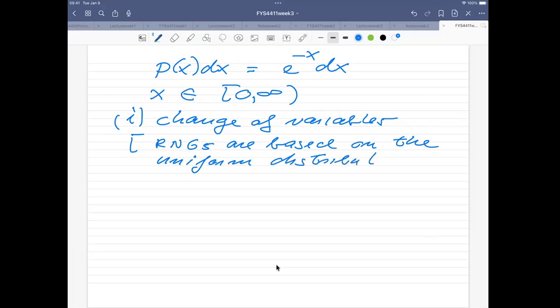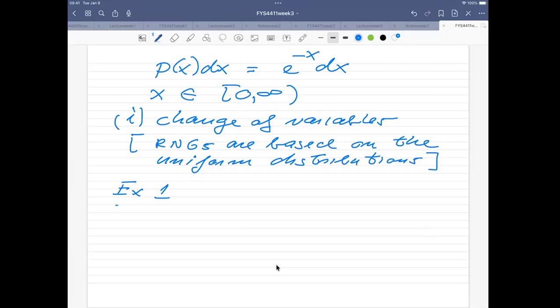So the basic algorithm is actually this one, and then you have ways to transform from the uniform distribution to another domain of variables. So that means that we need to change variables. So suppose now that we look at one specific example, like this exponential distribution. And let's just change variables because we will restrict x to the uniform distribution.